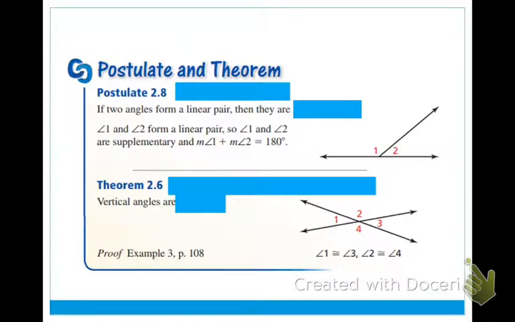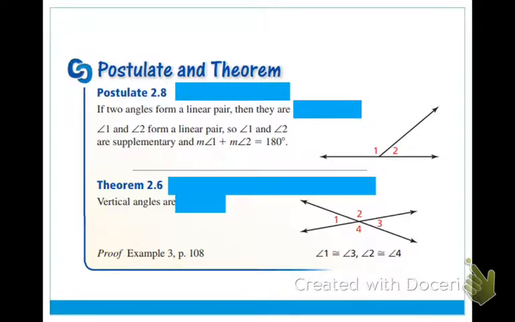So, there are 6 boxes. How many properties are there total? 6. Do any of these look super familiar, like we did them last chapter or the chapter before? Yeah, the first 2. Vertical and linear.